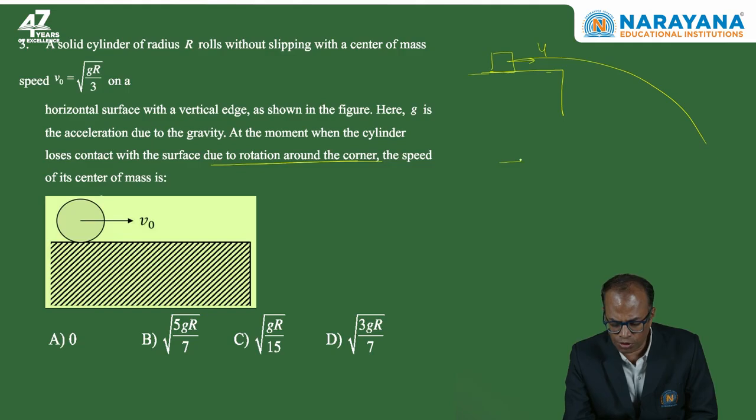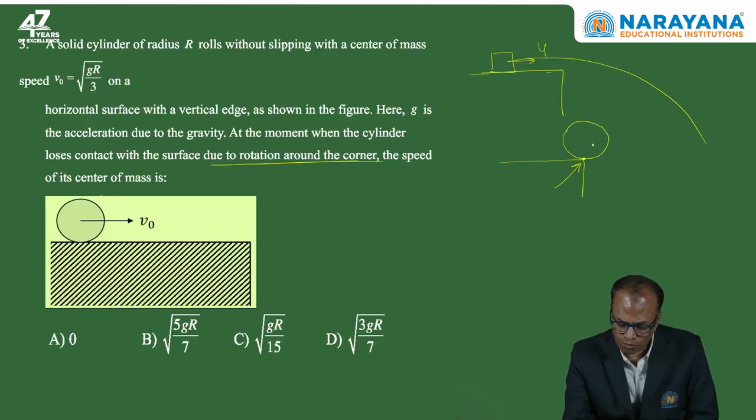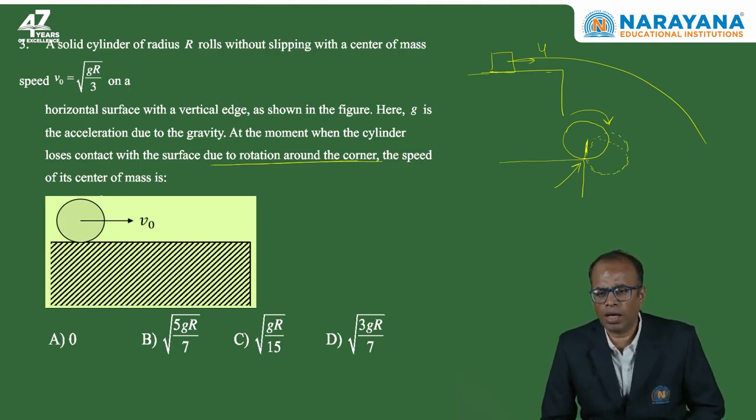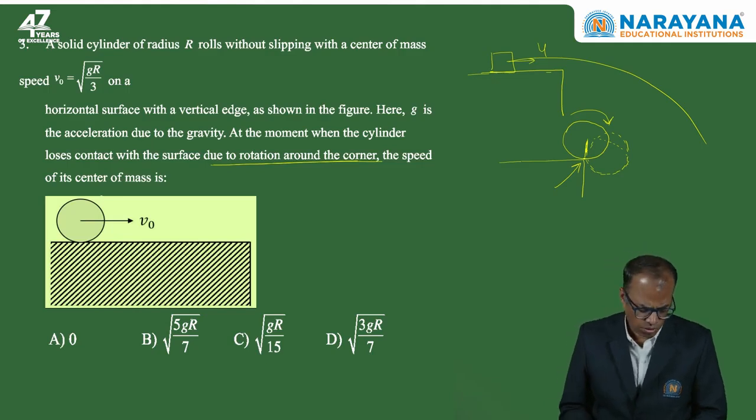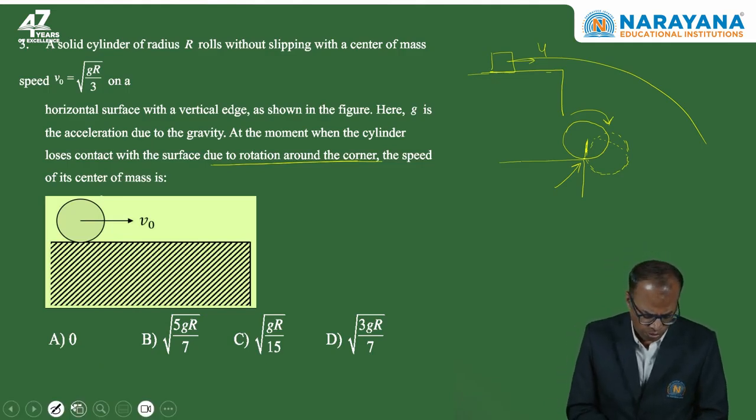So what happens is, this object rolls, it reaches the corner, and then it starts rotating about this corner. Because it is rolling without slipping, this point is instantaneously at rest. So the velocity of this point is 0, and from this point onward, this begins to move in a circular path, and somewhere in the circular path the normal contact force becomes 0 and it leaves contact. That is what we are required to solve. So I'm going to move on to the next page to solve this question.